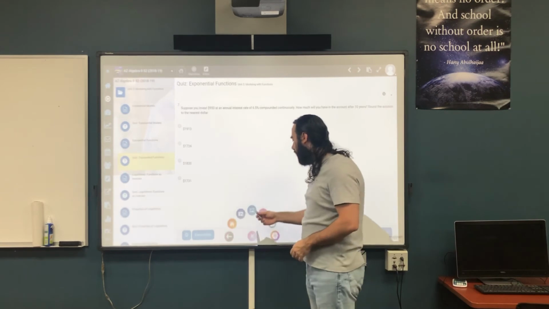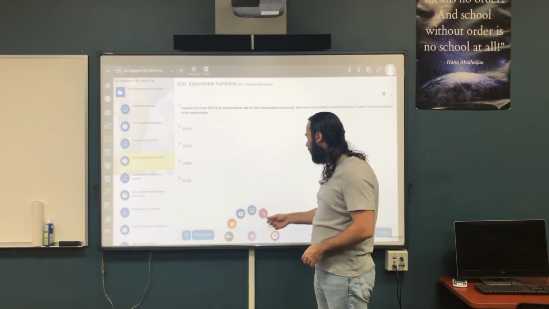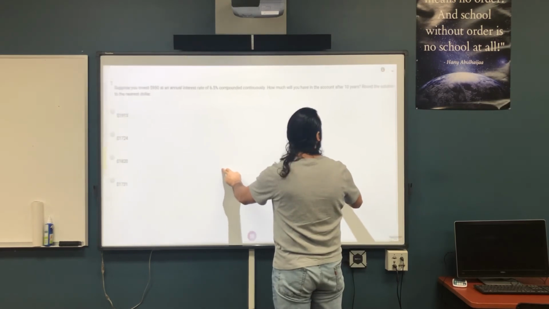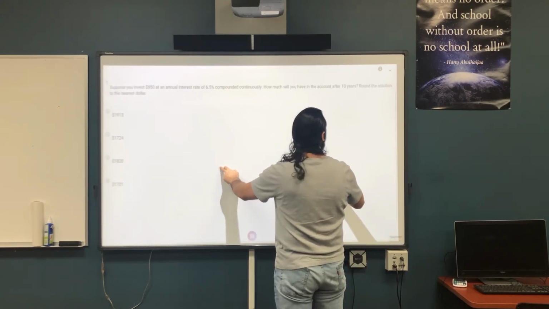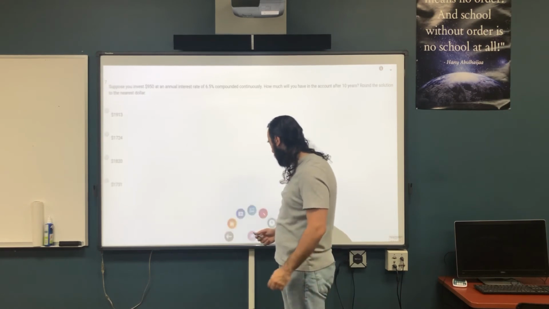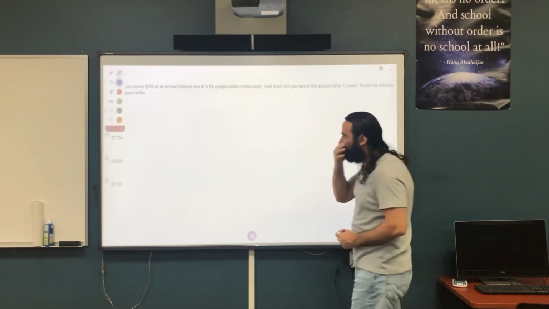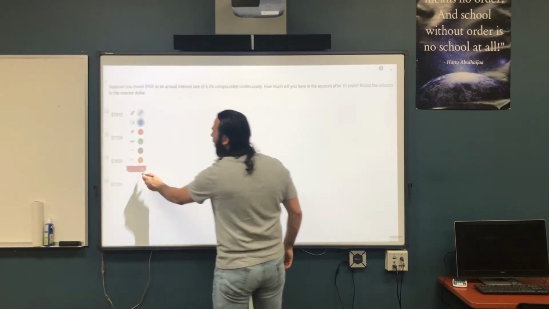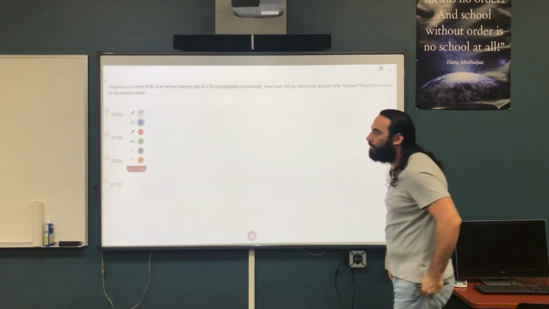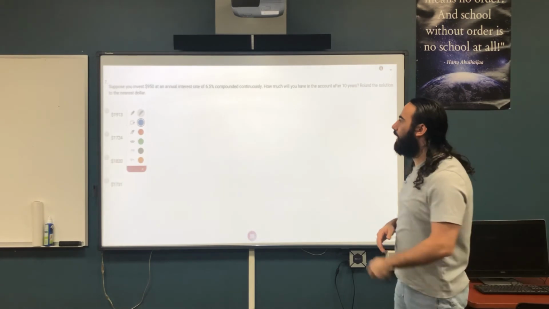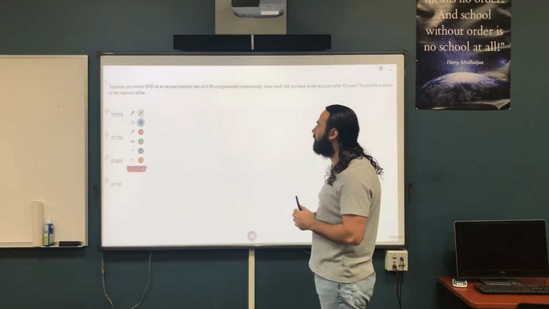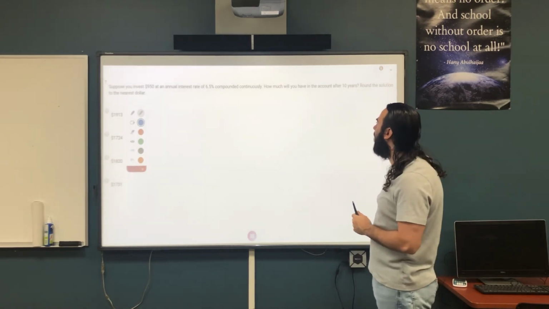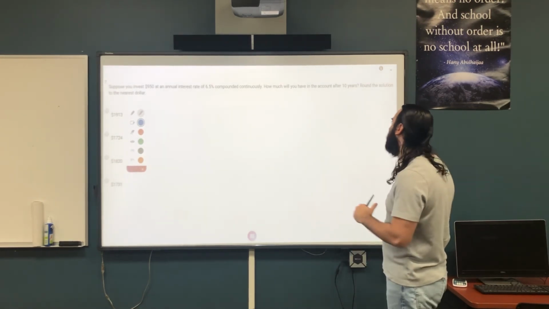Now we have a word problem. Okay, I can zoom to this part. I don't like it, but we'll see. So suppose you invest $950 at an annual interest rate of 6.5% compounding continuously. How much will you have in the account after 10 years?